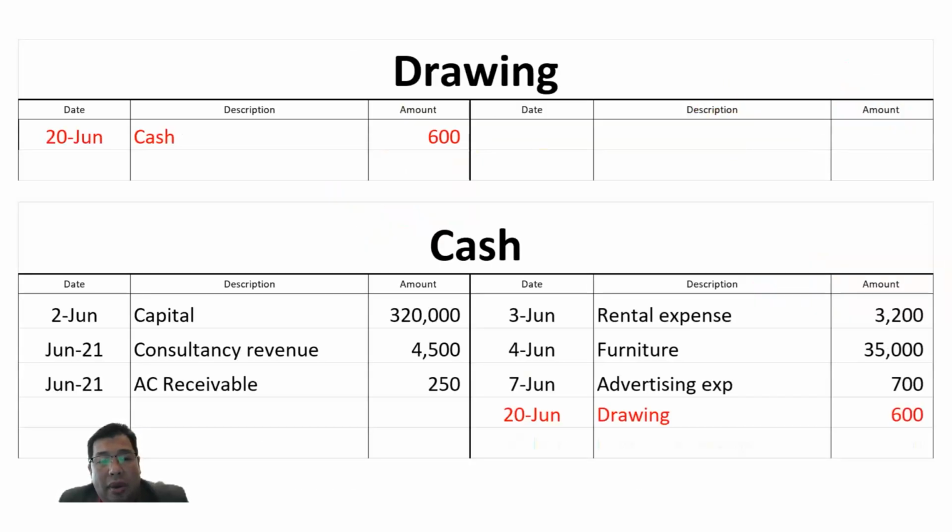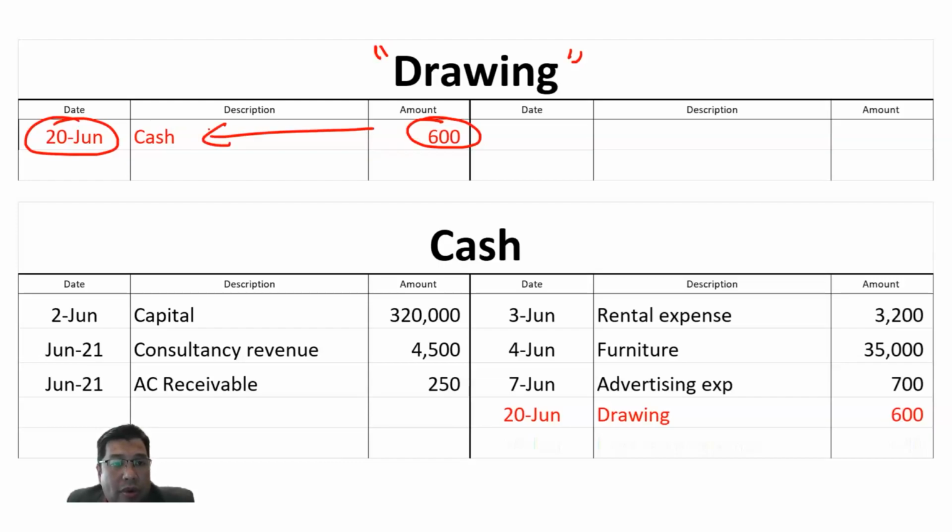Okay, and how are we going to record this? We don't have a drawing account yet. So I'm creating a new drawing account, debit 600. This is the date, 20th June. What is the description? The drawing is in terms of cash, so that's why you put cash there. And in our cash account, we record it on the credit side. Can you see here, the credit side? What is the description of this money out? This is money out, so reduce in cash because of drawing, taken by the owner.